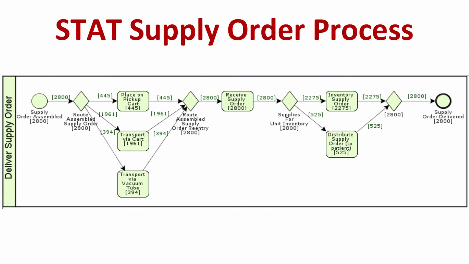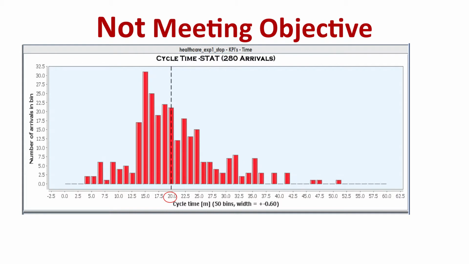Here is one of 6 discovered processes from that problem. We're going to be focusing on stat orders. Stat orders have to be delivered as soon as possible, and we're going to see that we need to do some work. Currently, looking at the statistics in the histories, we're having an average of 20 minutes to complete stat orders. That will not do. We want it to be 10 minutes. Now, how are we going to do that?